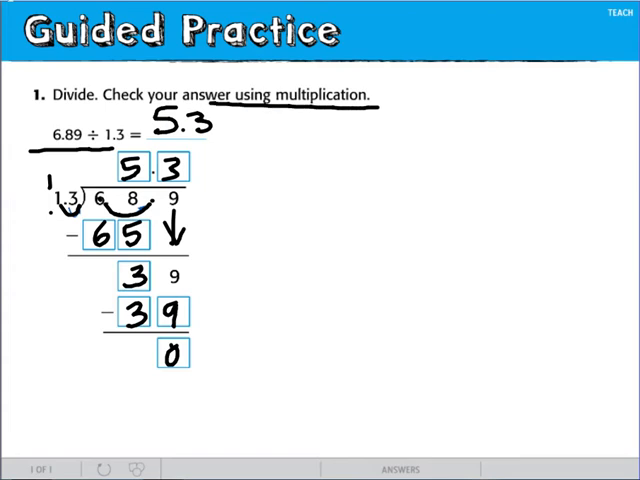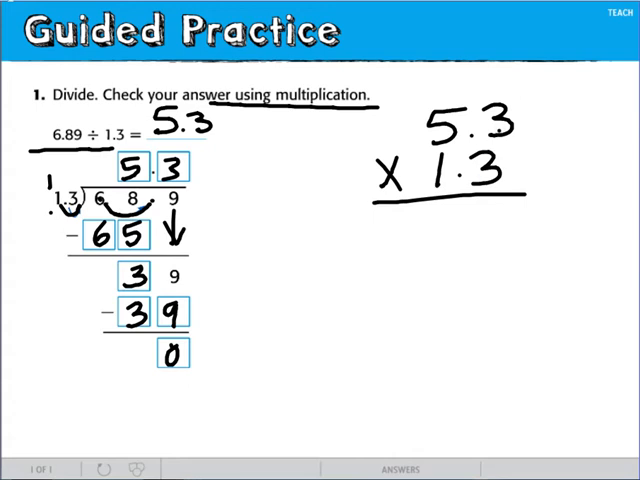Now, we need to check using multiplication. And you will check using multiplication. I want you to check using multiplication for 2 reasons. 1, you'll check your answer. 2, there's nothing wrong with practicing multiplying decimals. Okay? So you're going to get division practice today and multiplication practice. So, in order to check my answer, I'm going to multiply my quotient, 5 and 3 tenths, by my divisor, 1 and 3 tenths. Okay? And I should end up with my dividend.